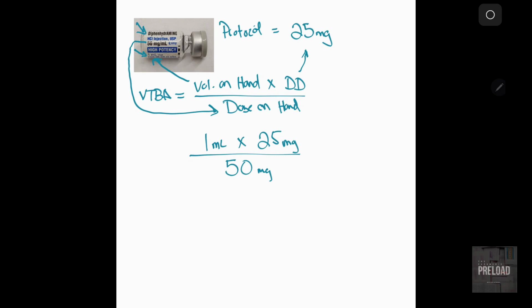So if we do the math here, you can cross cancel if you want. If you want to be a purist and say, hey, we've got to get rid of everything on there, we've got to do it right, you can take your micrograms or your milligrams, I apologize, and cross those out, which only leaves you with mLs, which makes sense because we're looking for volume to be administered.